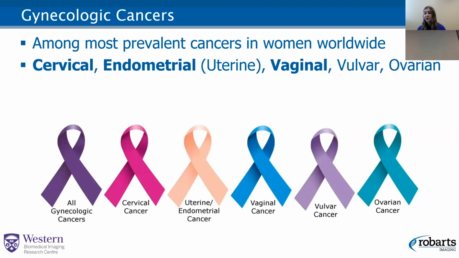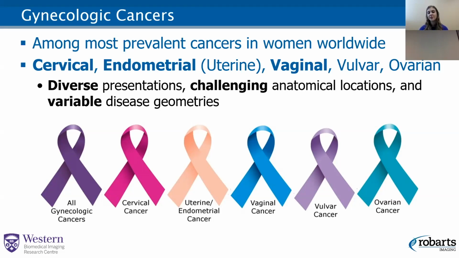This class of cancers typically includes 5 different types: cervical, endometrial or uterine cancer, vaginal, vulvar, and ovarian disease. The procedure I'm going to discuss today mainly pertains to cervical cancer, as well as some cases of endometrial and vaginal cancers. Even within these 3 types, there tends to be very diverse presentations in challenging anatomical locations, and they tend to be associated with highly variable disease geometries. And so there often isn't a one-size-fits-all solution to the problems facing the treatment of these cancers.